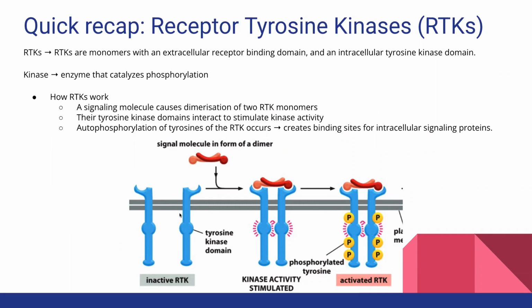The receptor monomers autophosphorylate each other. That's how we know it would be a receptor tyrosine kinase. That's the main point. In this, a signaling molecule causes dimerization, and the two monomers autophosphorylate each other. That's the main point here.